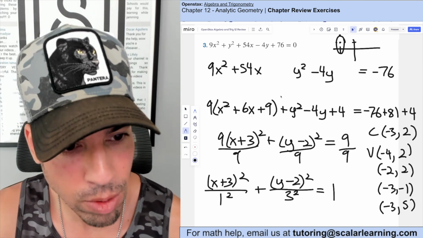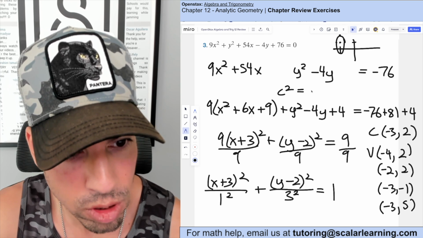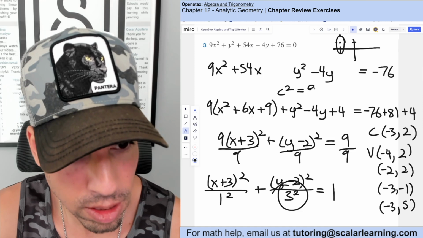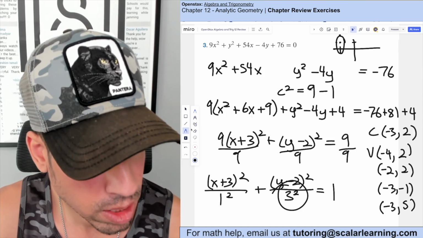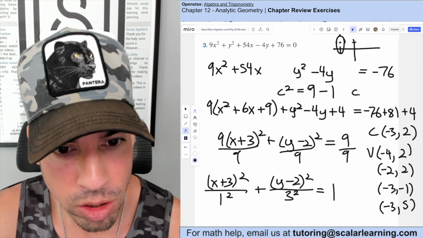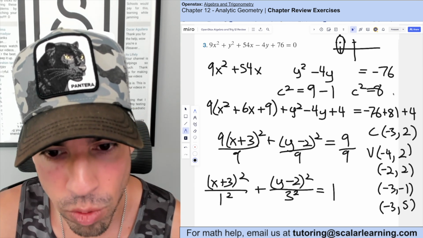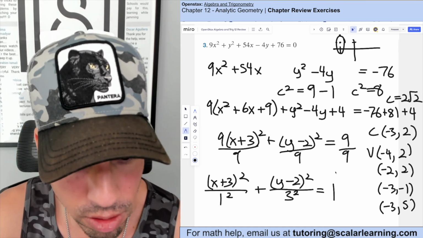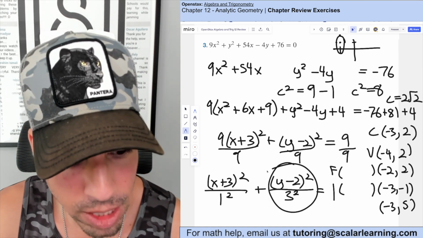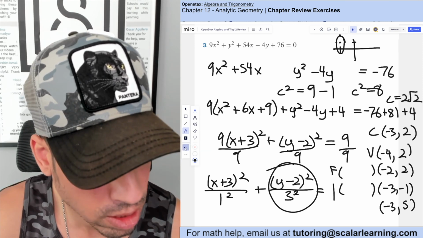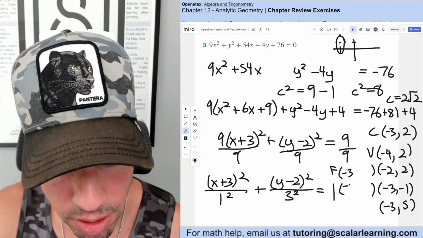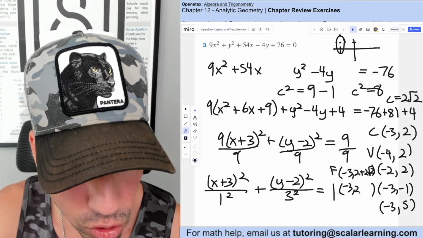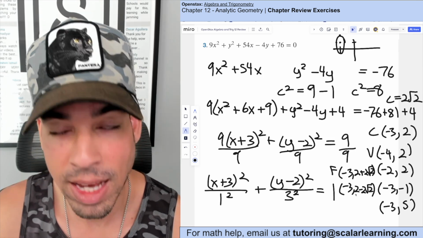Last but not least, to find the foci, we need to get our c value, and again, c squared equals a squared minus b squared, and whichever one is the a squared is the bigger one. So it's going to be 9 minus 1, 3 squared minus 1 squared, and that's going to give us 8. So c squared is equal to 8. To take the square root of that, c is therefore the square root of 8, which is 2 rad 2 when you simplify it. So now let's write out the foci. The foci are going to go along the major axis, along the y. So we're going to keep the x value the same as the center, -3, but then we've got 2 plus 2 rad 2 and 2 minus 2 rad 2, and that's it. That's how you do it.